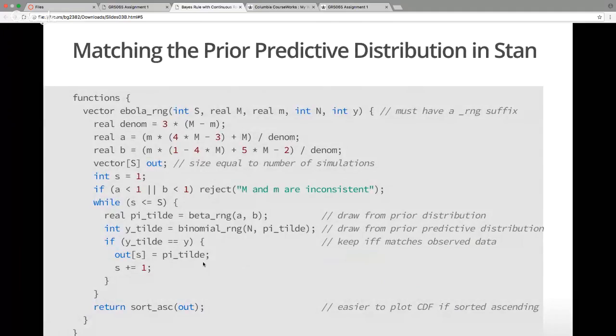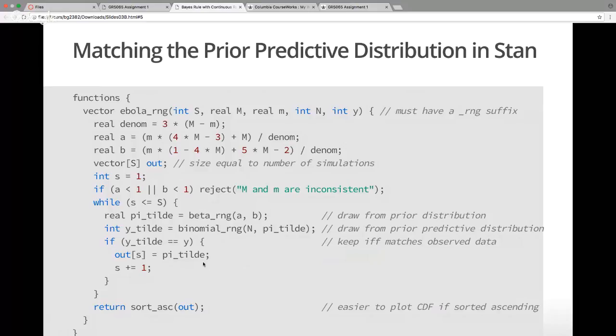So, getting into Stan a little bit, this could all be done in R, but we're going to start to learn about Stan. This is a function that I wrote in the Stan language to draw from the prior predictive distribution: if N people with Ebola take the drug, how many of them, Y, survive. If you write a function in the Stan language, it needs to be enclosed in a block called functions with curly braces around it.